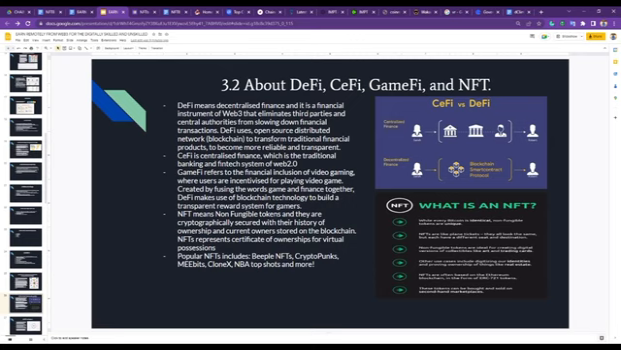So after doing that, we move over to GameFi. GameFi is just including financial incentives to playing video games. GameFi refers to financial inclusion of video gaming, while users are incentivized for playing video games. So incentivization comes into playing video games, and that makes it easy for users to gain money for their time.